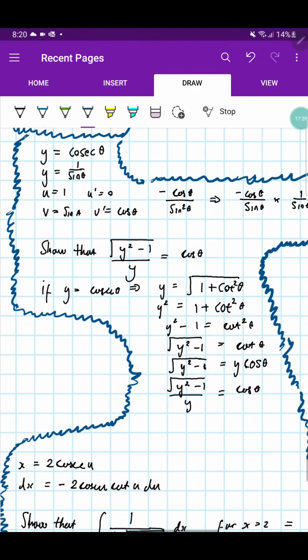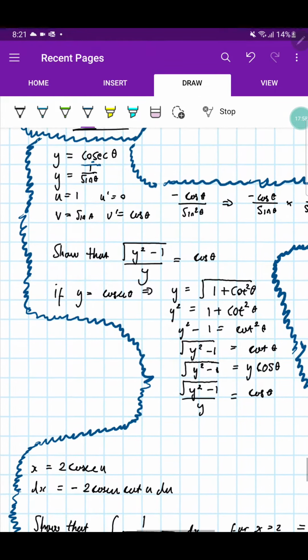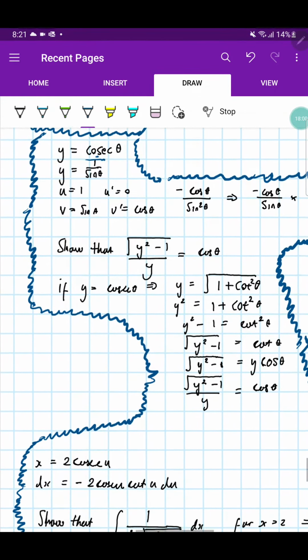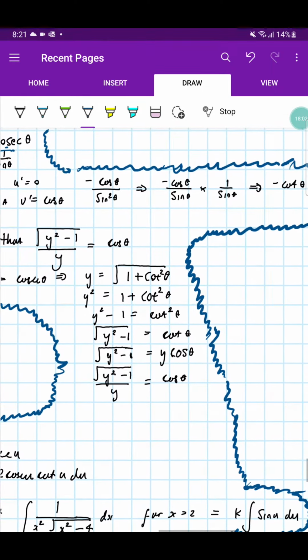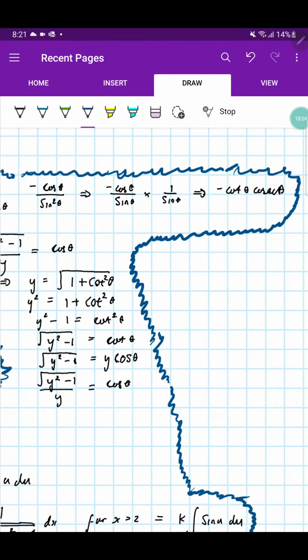Now this one, we're given that y equals cosec x. The first question was to show that, actually no, we had to write it in terms of sine. So cosec is just 1 over sine. We just look at the third letter. Now with part 2 of the question, we need to show that the derivative is minus cot theta cosec theta.